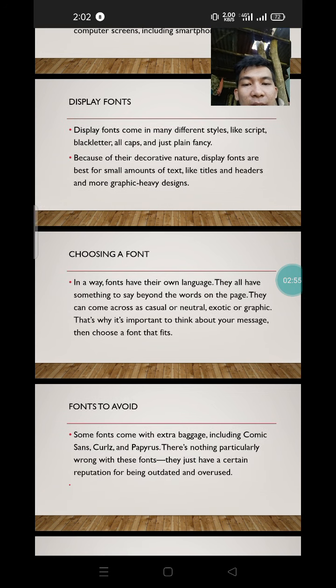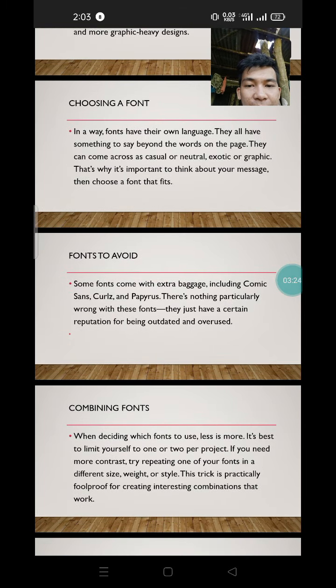Choosing a font. In a way, fonts have their own language. They all have something to say beyond the words on the page. They can come across as casual or neutral, exotic, or graphic. That's why it's important to think about your message, then choose a font that fits.